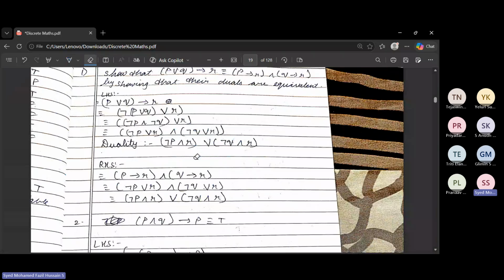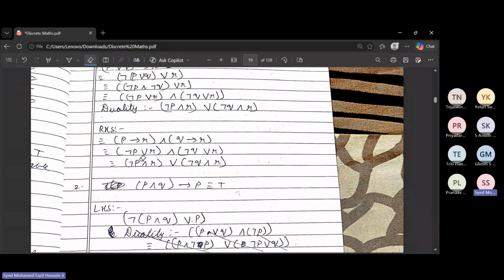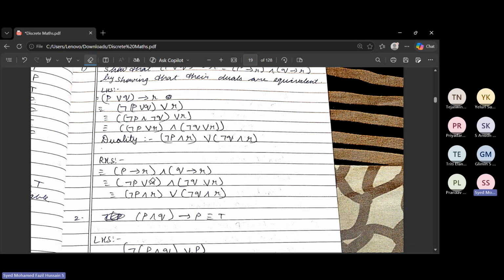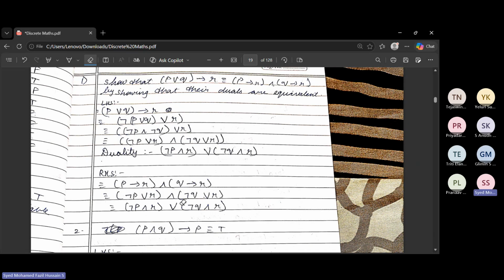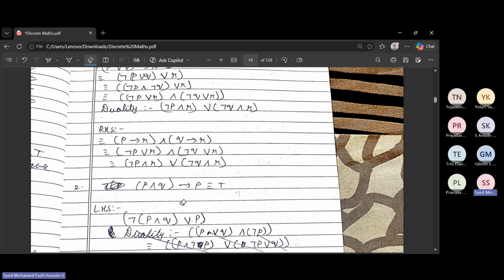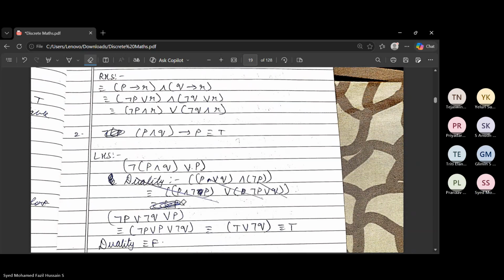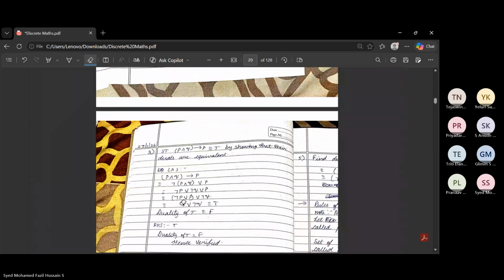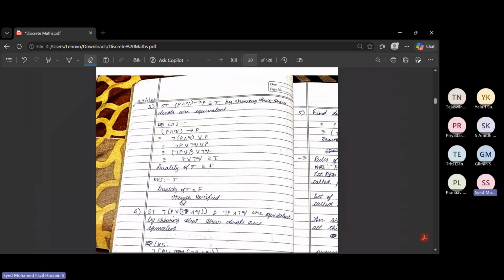As you can see, we are taking the RHS there. In this RHS, we are expanding again, and we are changing the and with or, and or with and. So as you can see, both of the duals are the same, right? So we can imply that these two statements are equivalent, as both of the duals are equal. So that's how you prove it.